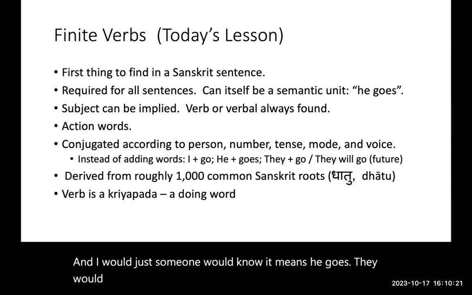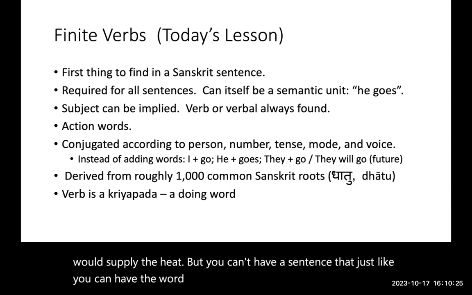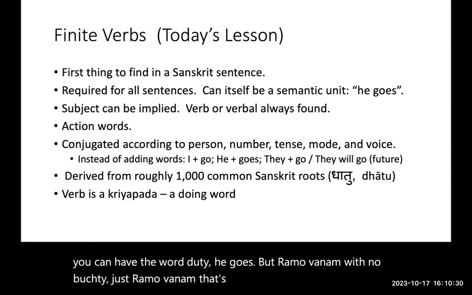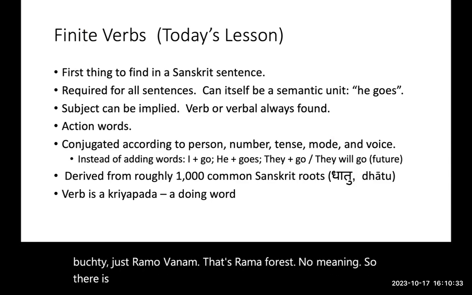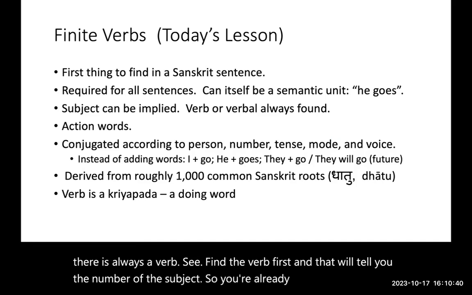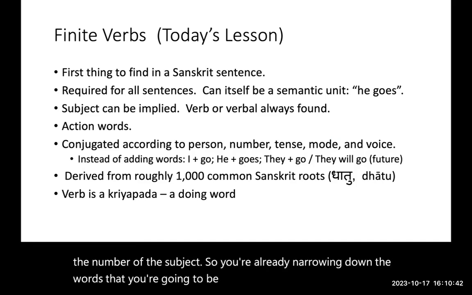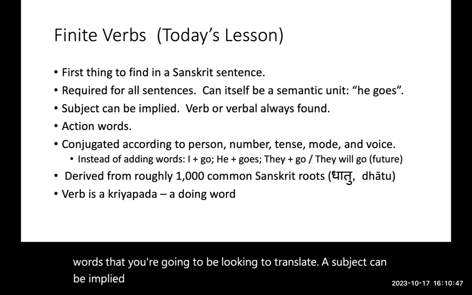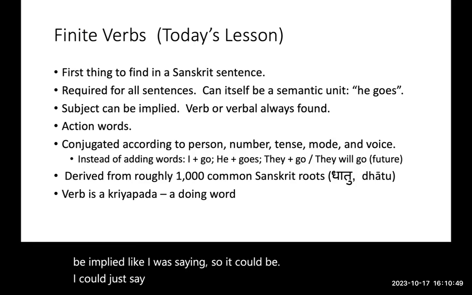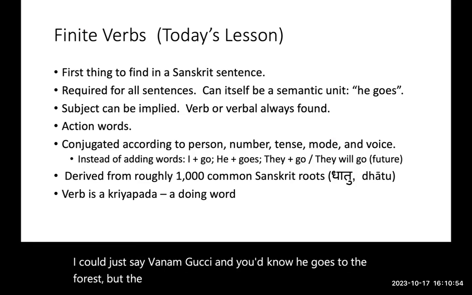They would supply the he. You can have the word gachati, he goes. But Ramo vanam, with no gachati, just Ramo vanam, that's Rama forest. No meaning. So there is always a verb. So you find the verb first, and that will tell you the number of the subject. So you're already narrowing down the words that you're going to be looking to translate. A subject can be implied, like I was saying. So it could just say vanam gachati, and you'd know he goes to the forest. But the verb or a verbal form is always found.